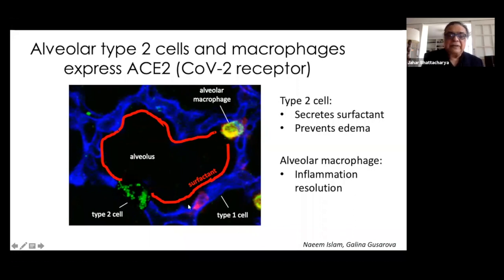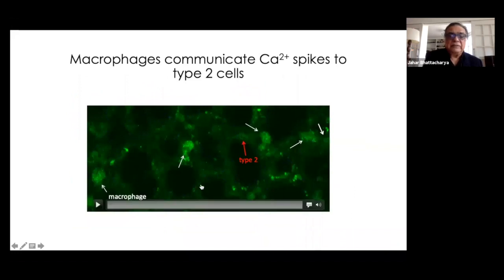And I'll give you an example of this kind of communication in this movie, which shows a number of macrophages. So all these, the white arrows are all macrophages. This is 1, 2, 3, 4. And the dark spaces are alveoli. So the macrophages are spread across many alveoli. But here's a cell marked with a red arrow, which is a type 2 cell. Now, once the movie starts, you'll see calcium signals being generated in the macrophages, which travel from one macrophage to the other. But in doing so, it also goes into, in fact, the type 2 cell. So the type 2 cell is recruited in the signaling.